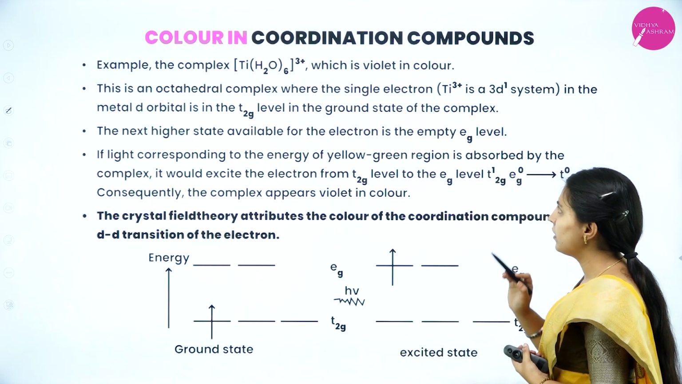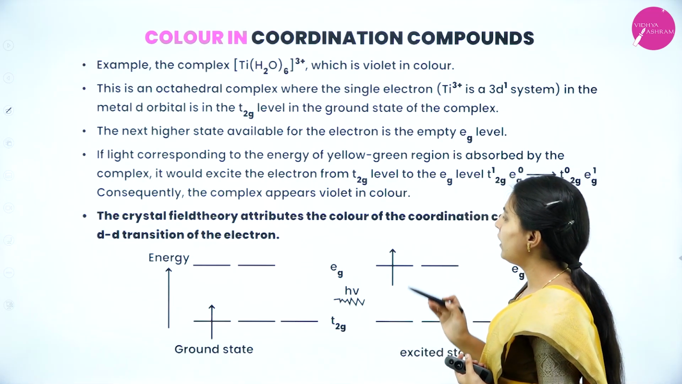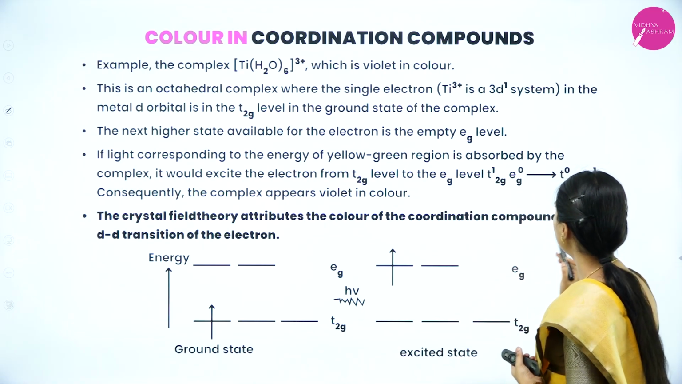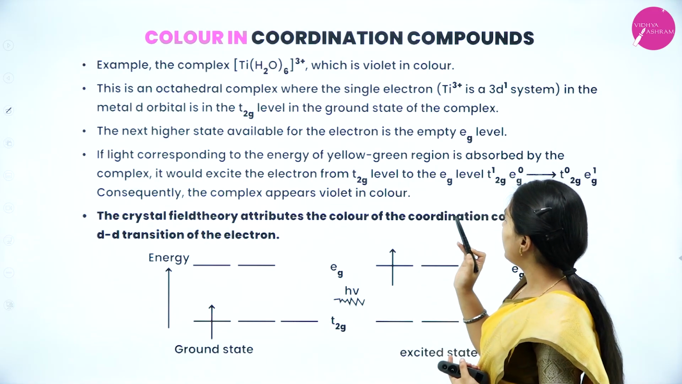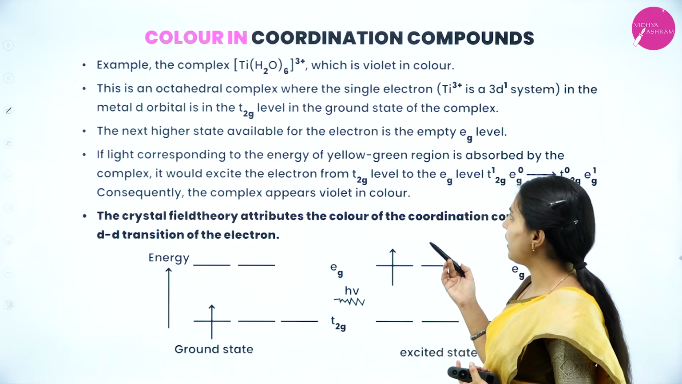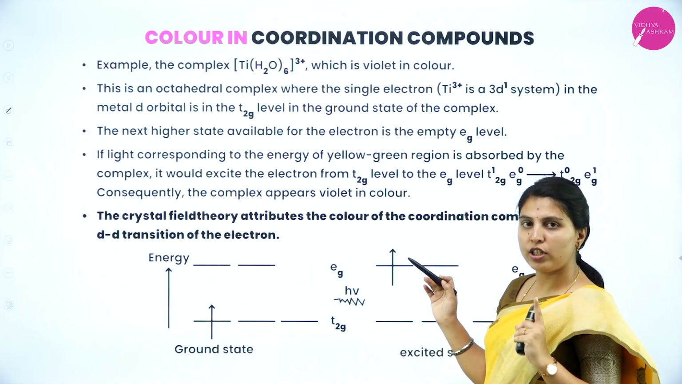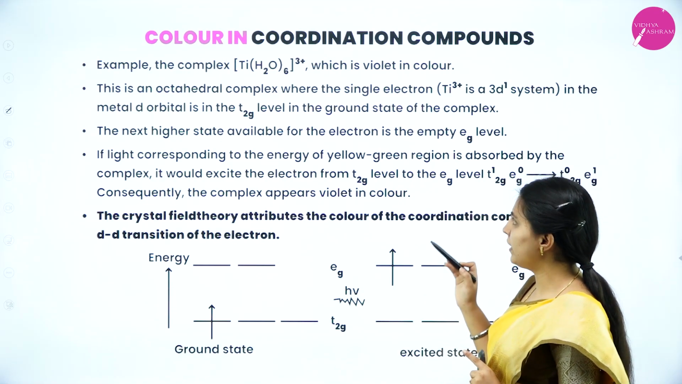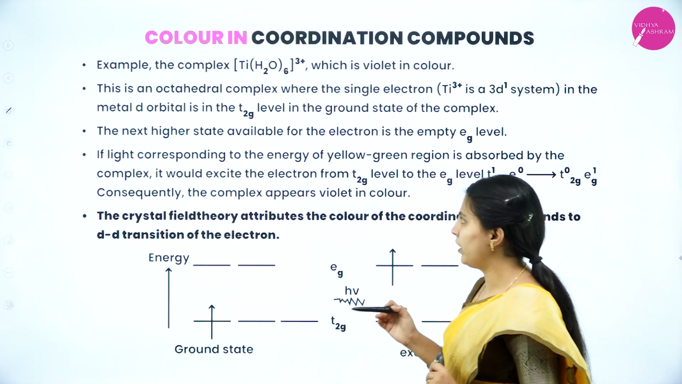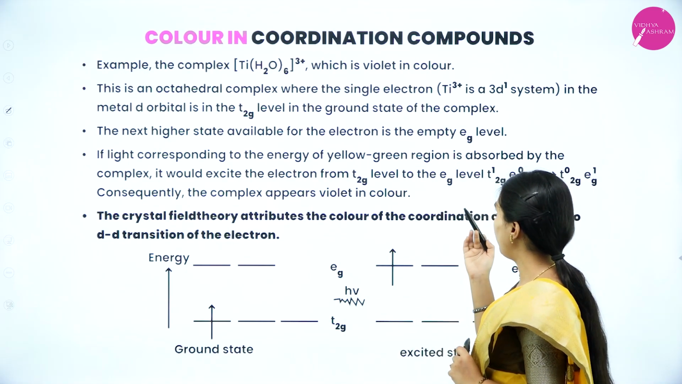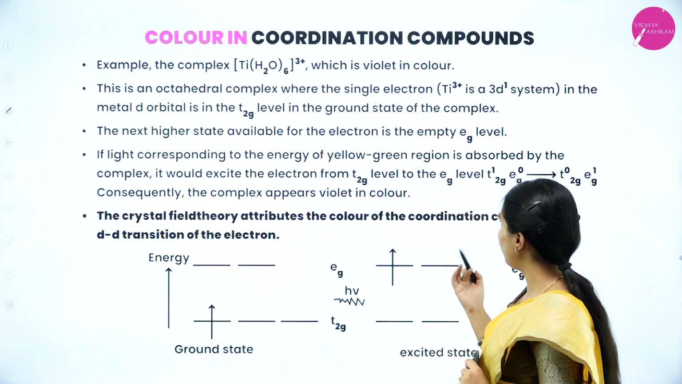Example, the titanium complex which is violet in color. This is an octahedral complex where the single electron in the metal d orbital is in the T2g level in the ground state of the complex. The next higher state available for the electron is the empty Eg level. Means in titanium only one electron is present in the d orbital in the T2g level, that is in the ground state. The next higher state is the empty Eg level. If light corresponding to the energy of the yellow-green region is absorbed by the complex, it would excite the electron from the T2g level to the Eg level.